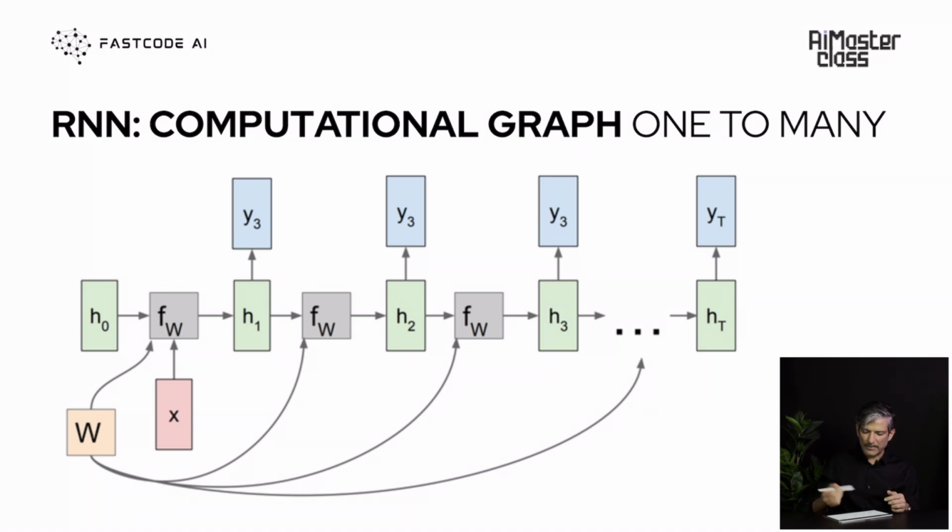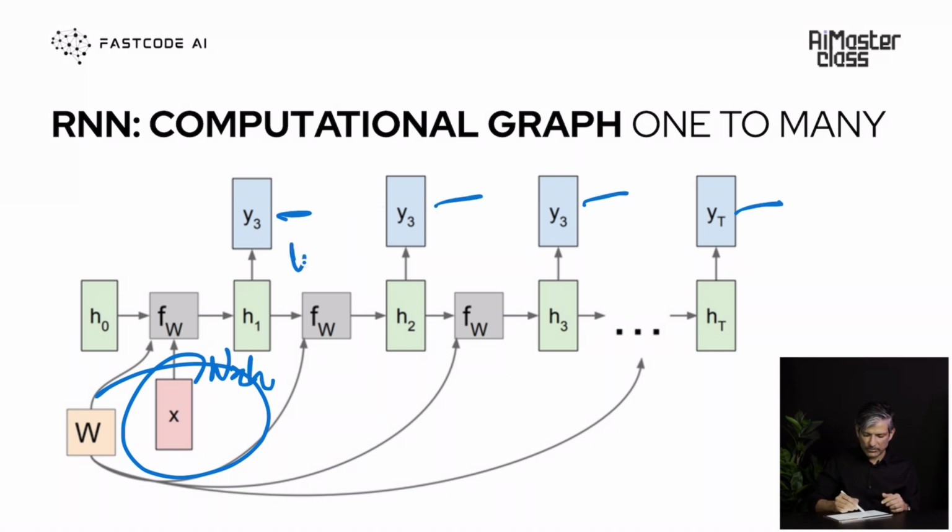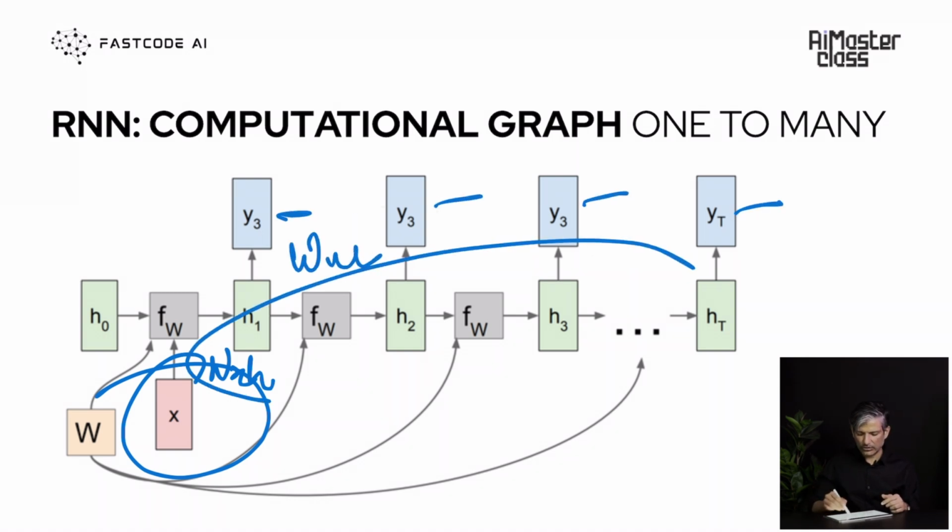If it's one to many, then you have input coming in only here. So your weight update to your WXH happens only here, but then your loss comes from all of this, and then your WHH gets updated, even here and so on.